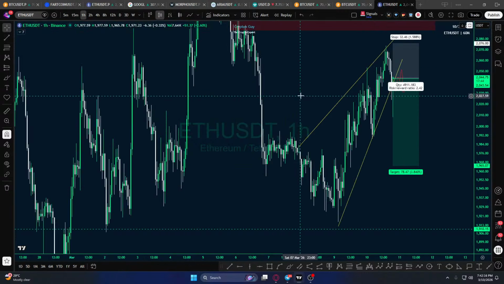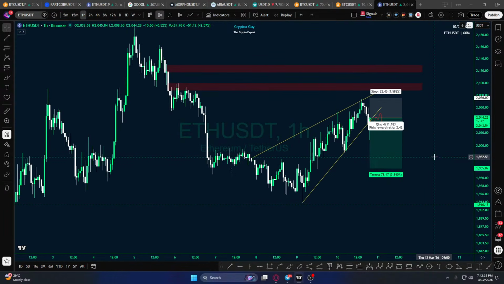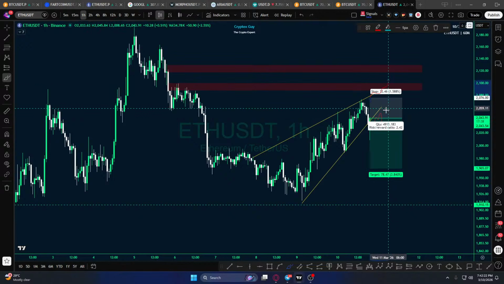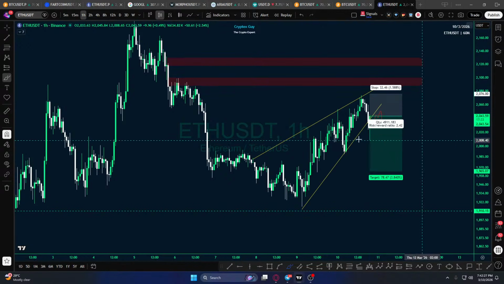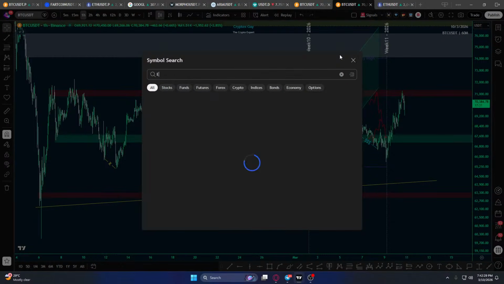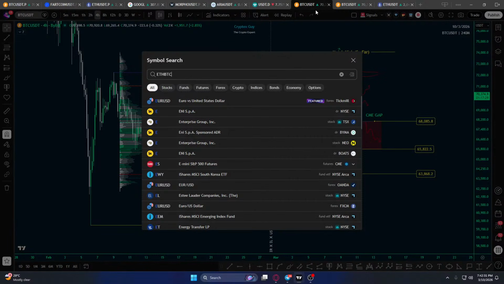And yep, that's the analysis on Ethereum. If we claim 2070, then we can go toward the upper side, but if we don't claim it, then we are ready to go toward the lower side. I think Ethereum is bearish. Also, one of the charts for Ethereum is Ethereum BTC. Let me open it, Ethereum BTC here.